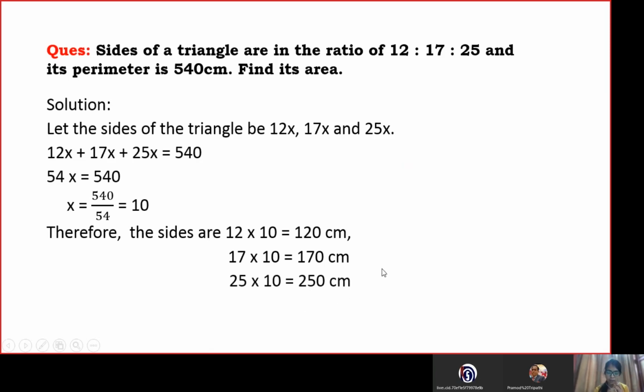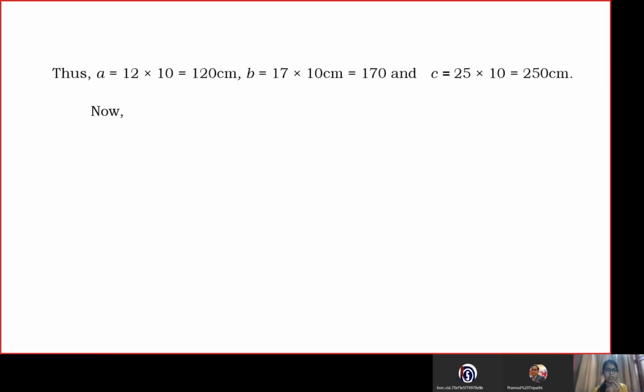Once you have got the sides, now shall we try to find the area? Again, using Heron's formula, we'll find the semi-perimeter. The perimeter was 540. Do you know what the semi-perimeter is? Half of the perimeter, right? Therefore, the semi-perimeter comes out as 270 centimeters.